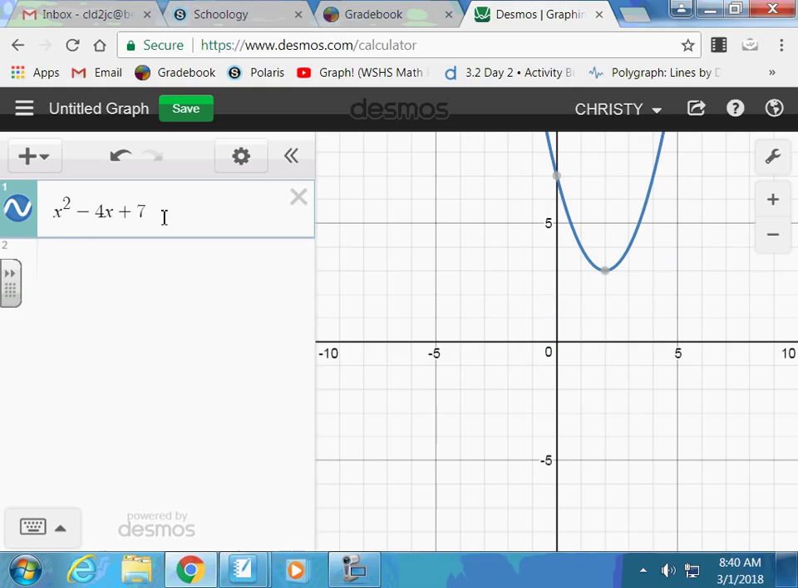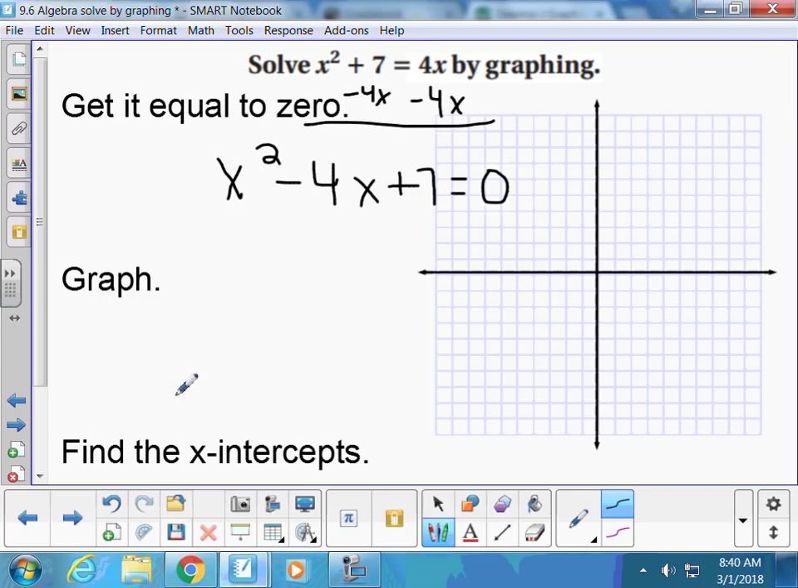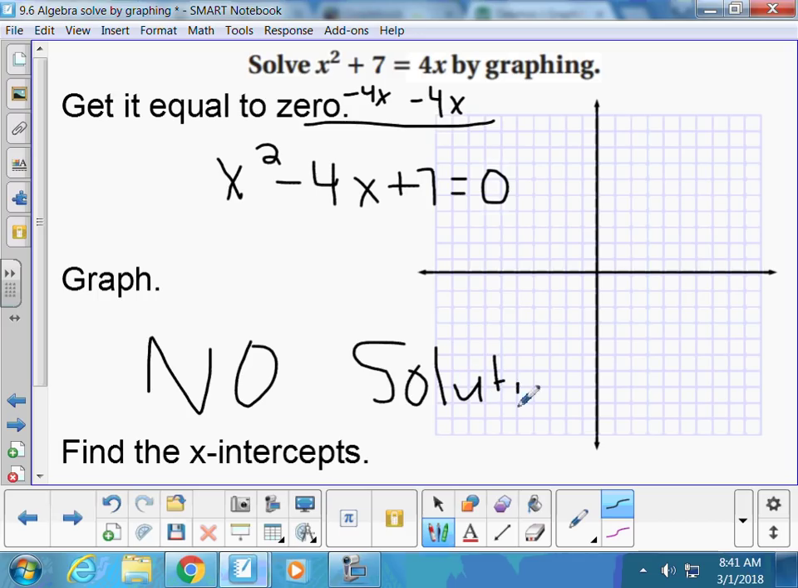Oh, look at that. That is up too high to have any x-intercepts, so that means I would write no solutions. No real solutions, that is. Might be imaginary solutions.